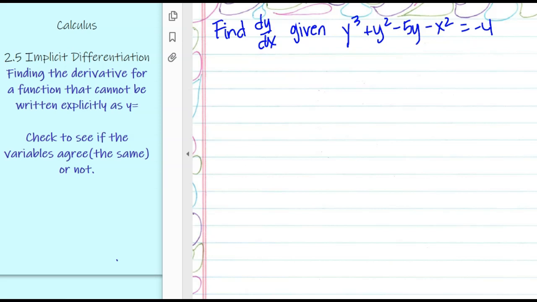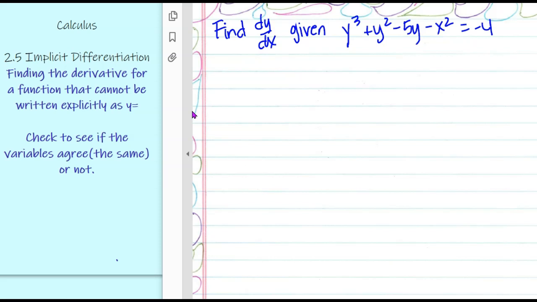So there is slope. This is something that can be graphed. It's not a function. We can't actually graph it on our calculator, but we can graph it in Desmos, and I'll show you what it looks like. But we can also find derivatives for it. So let's do that. There's 1, 2, 3, 4, 5 terms.